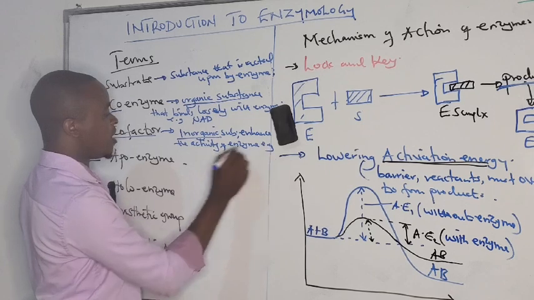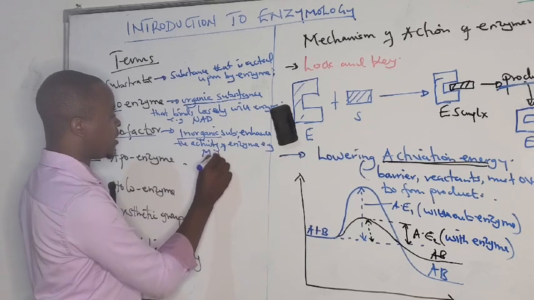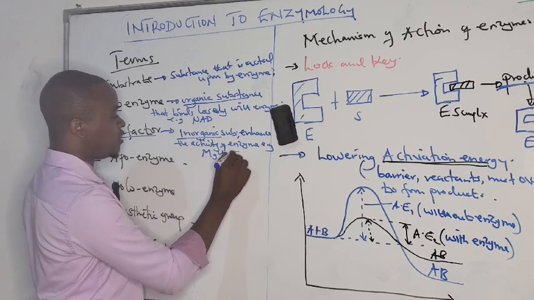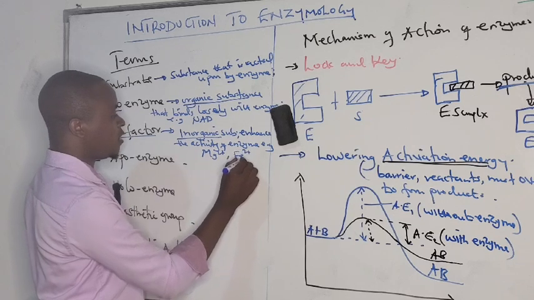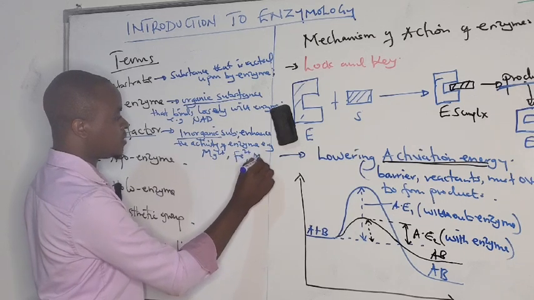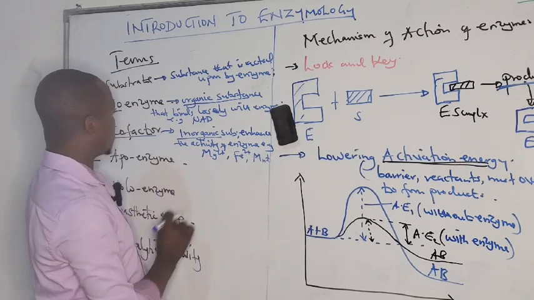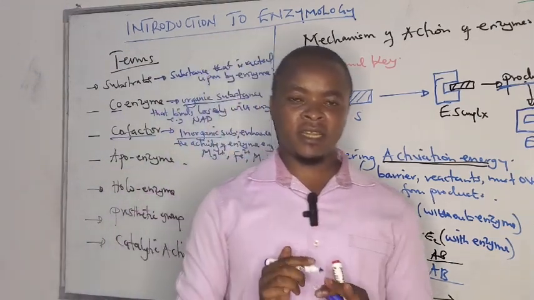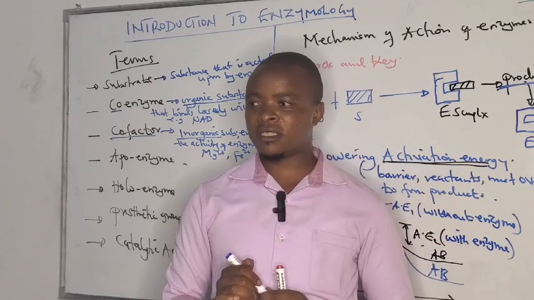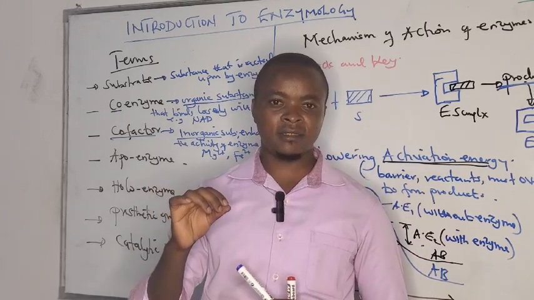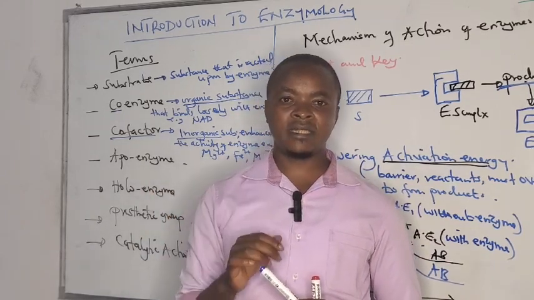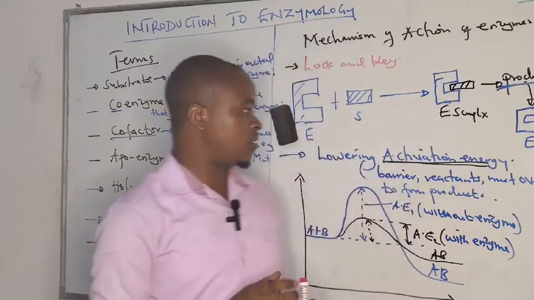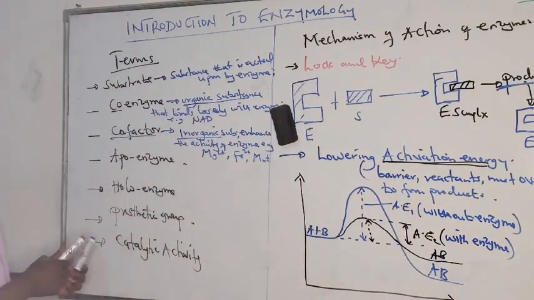And example here we have like magnesium ions, we have like iron being a cofactor, we have like manganese. All these inorganic substances, copper, they can act as cofactors. These are inorganic substances that enhance the activity of the enzyme. Then we have an apoenzyme.